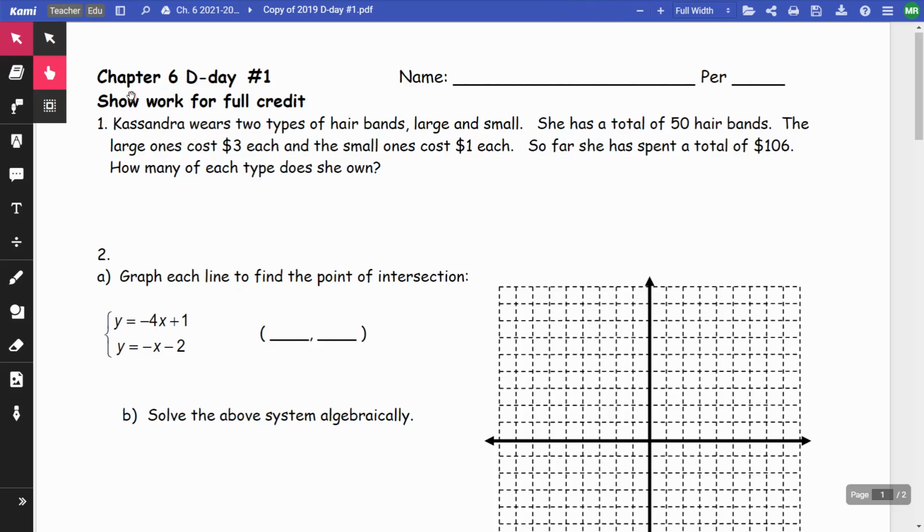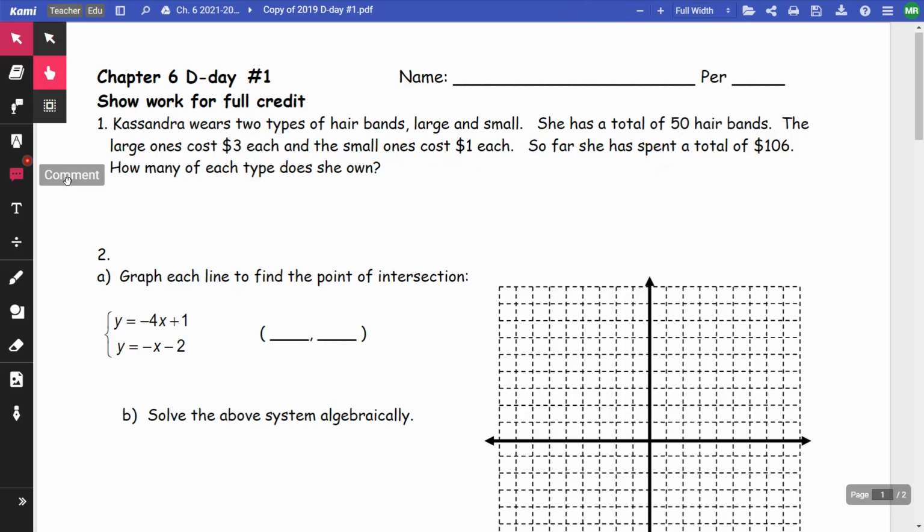So this is a video for chapter 6, D-Day number 1 for integrated 1. Number 1, Cassandra wears 2 types of hairbands, large and small. She has a total of 50 hairbands. The large ones cost $3 each, and the small ones cost $1 each. So far, she has spent a total of $106. How many of each type does she own?